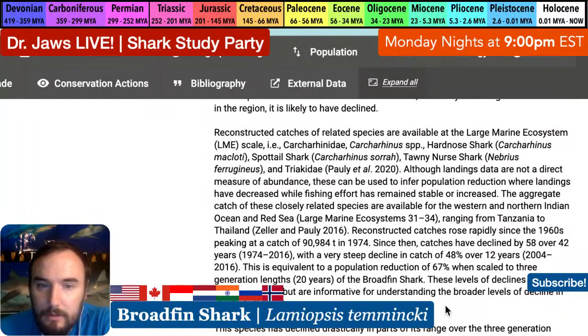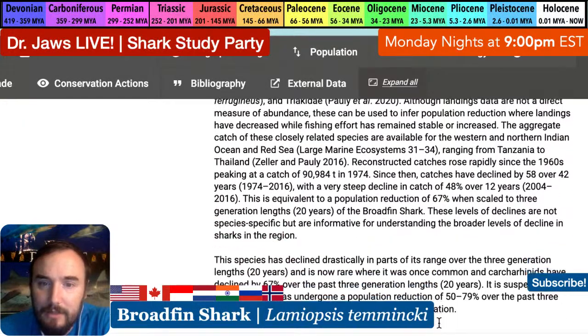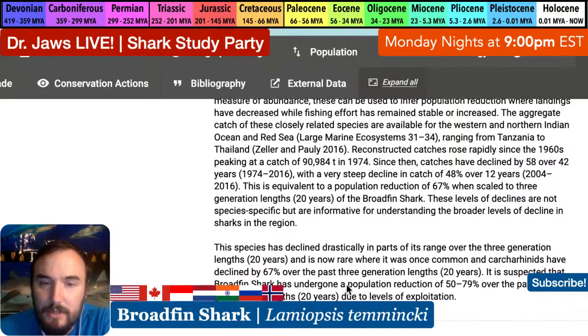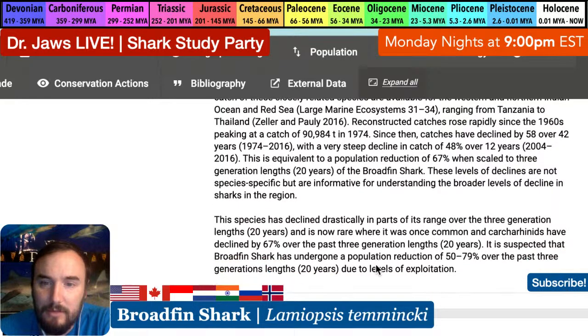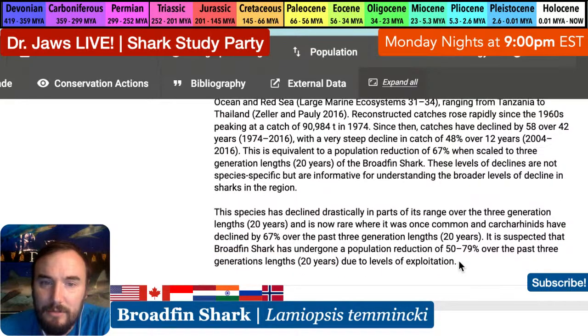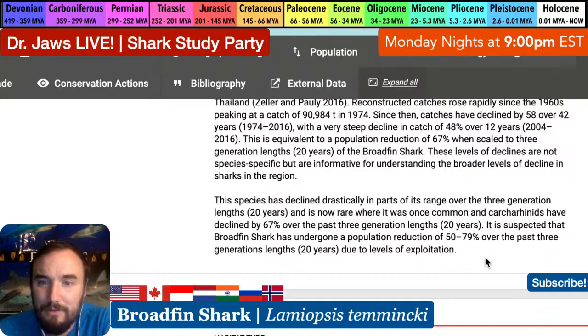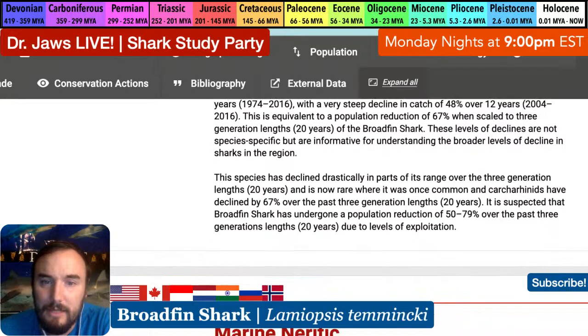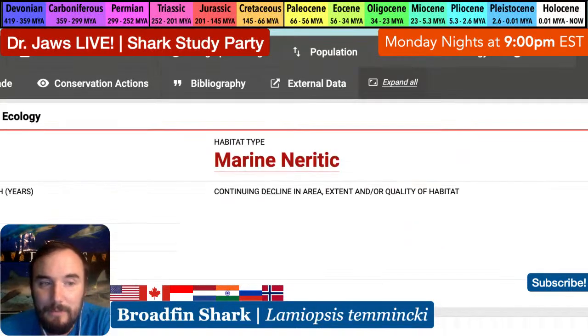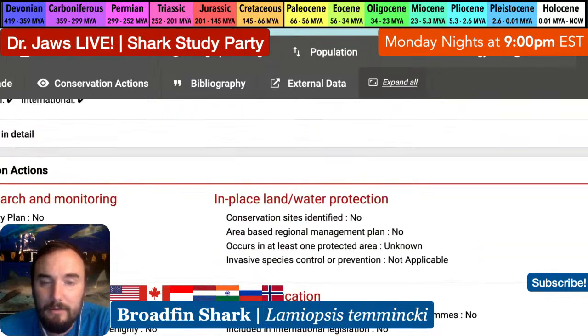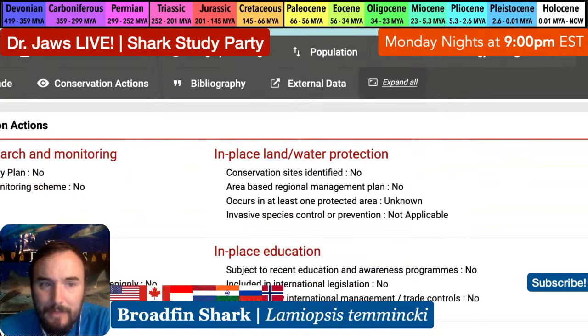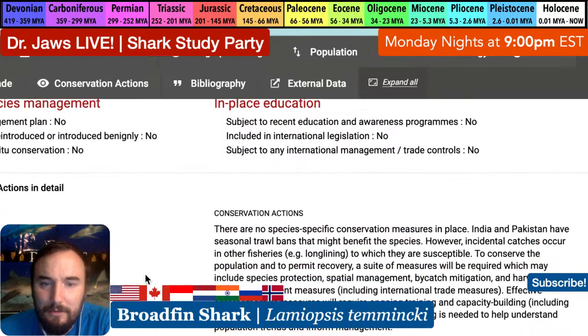Let's see. The species has declined drastically in parts of its range over the past 3 generation lengths. It is now rare, whereas once common, and carcharhinids have declined by 67% over the past 3 generation lengths, 20 years. It is suspected that the broadfin shark has undergone a population reduction of 50 to 79% over the past 3 generation lengths due to levels of exploitation. So things are looking dire, and the remedy is conservation.